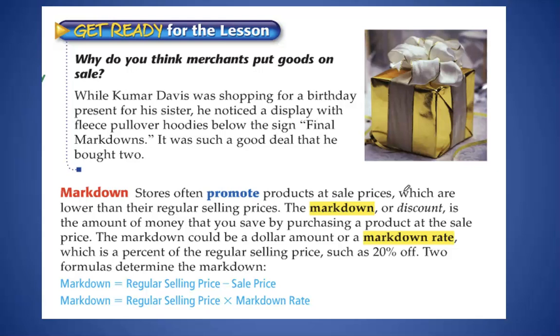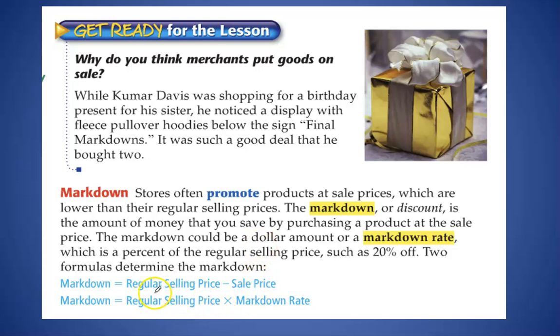Stores often promote products at sale prices, which are lower than their regular selling prices. The markdown or discount is the amount of money that you save by purchasing a product at the sale price. The markdown could be a dollar amount or a markdown rate, which is the percent of the regular selling price, such as 20% off. Two formulas determine the markdown.